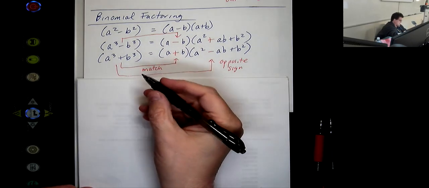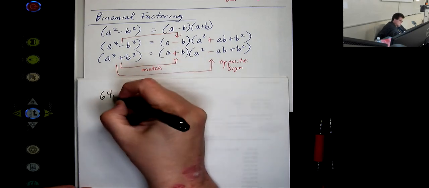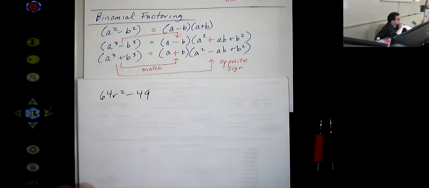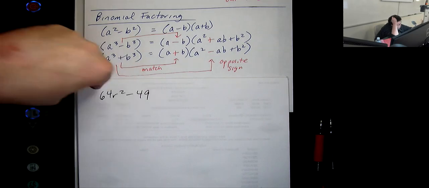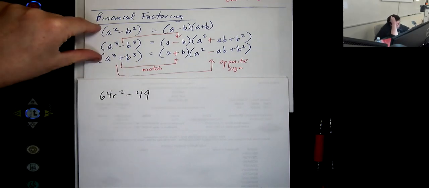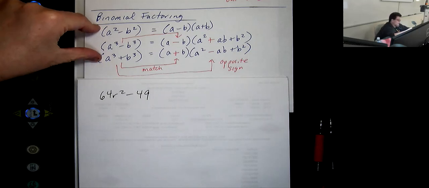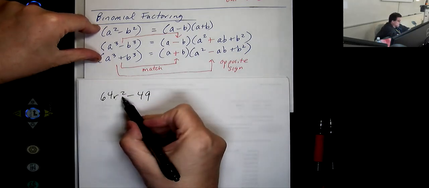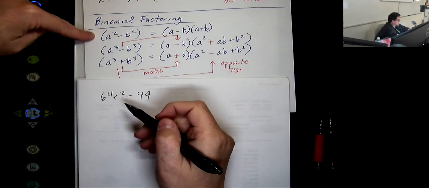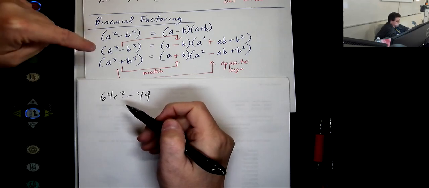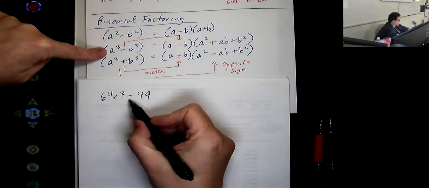Let's do 64r squared minus 49. When you have only two terms, it's got to meet one of these or it's not going to factor. If the variable has a square on it, you're trying to do a squared minus b squared. If it has a cube on it, it could be either one, depending on what sign's in the middle.